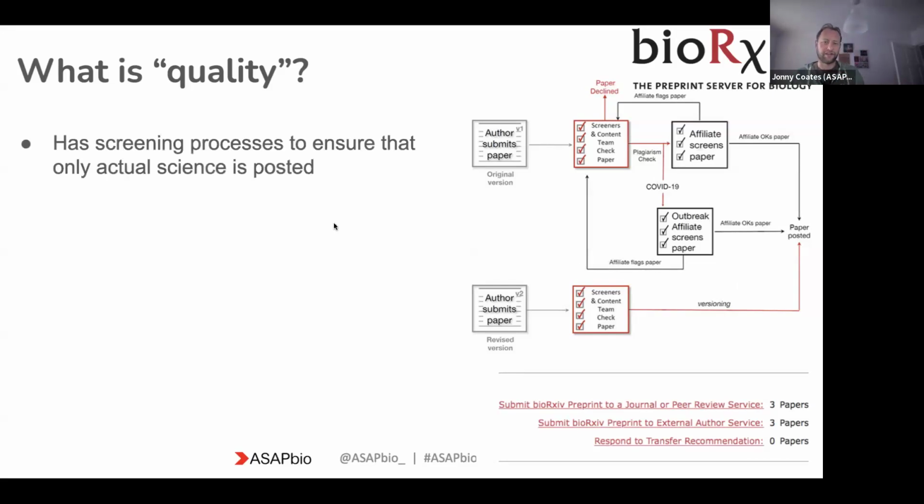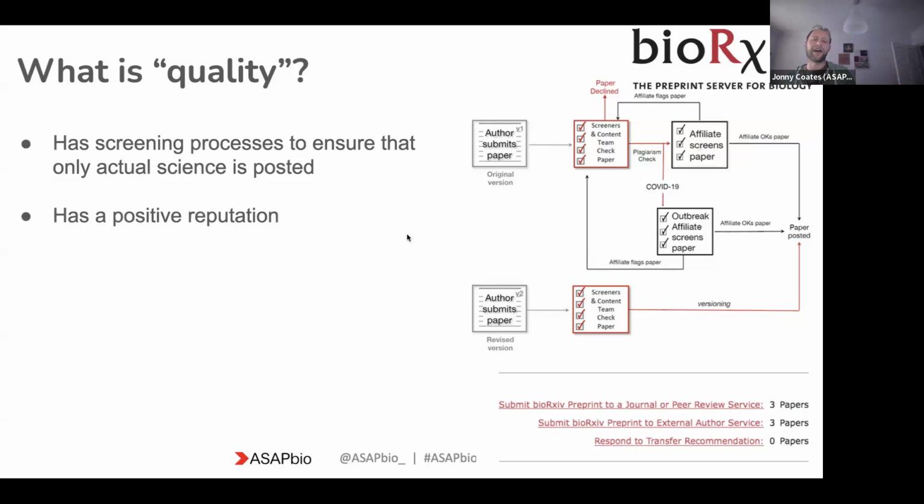So always check, does the preprint server have screening processes to ensure that only actual science is posted? You want this process to be something that is selecting for certain preprints. This is not a curation thing. It's just making sure that it is real science.